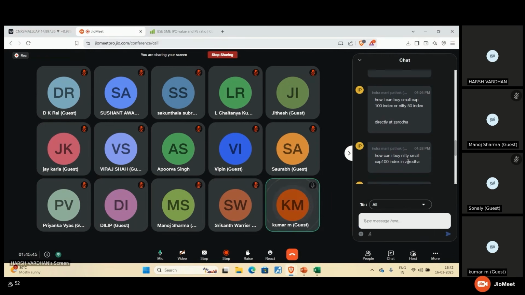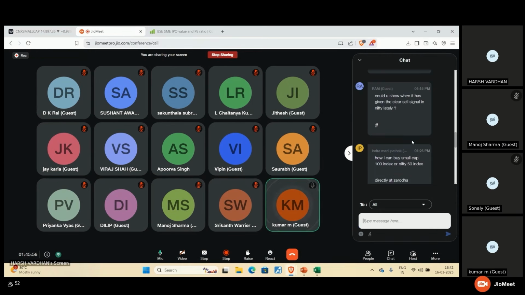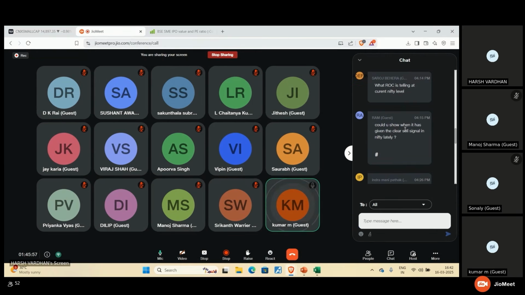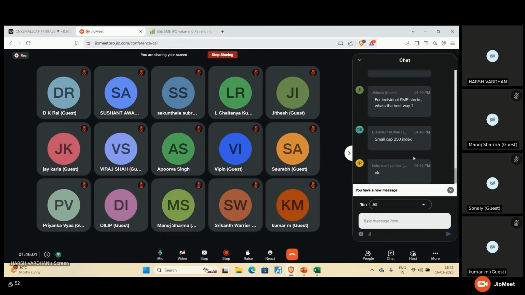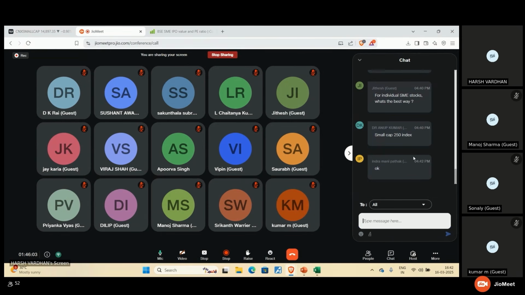Any other doubt? What ROC is telling at current Nifty level? I already covered. Could you show when it was a clear signal? How can I buy? Okay. Then this for small cap index ROC level, how much cash to stay at different level of 100 line? So I think I already told you at 100.